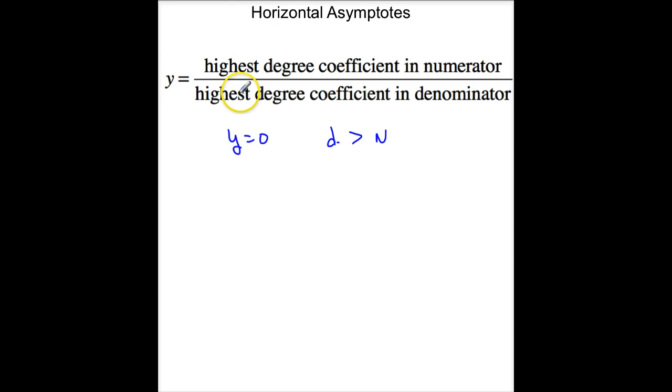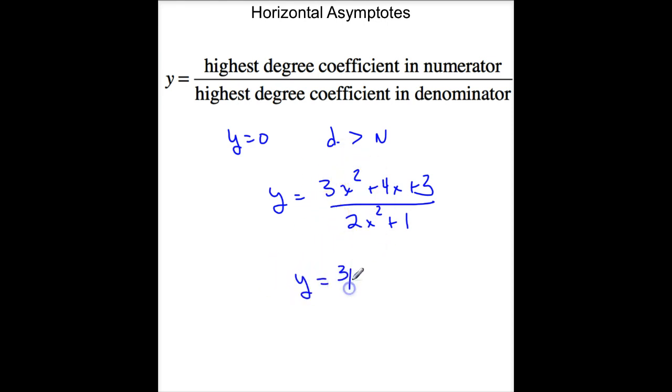ratio of the coefficients. So if I have y is 3x squared plus 4x plus 3 divided by 2x squared plus 1, if we look at the coefficients, this will have an asymptote at y equals 3/2. All you have to do is look at the highest powers for asymptotes.